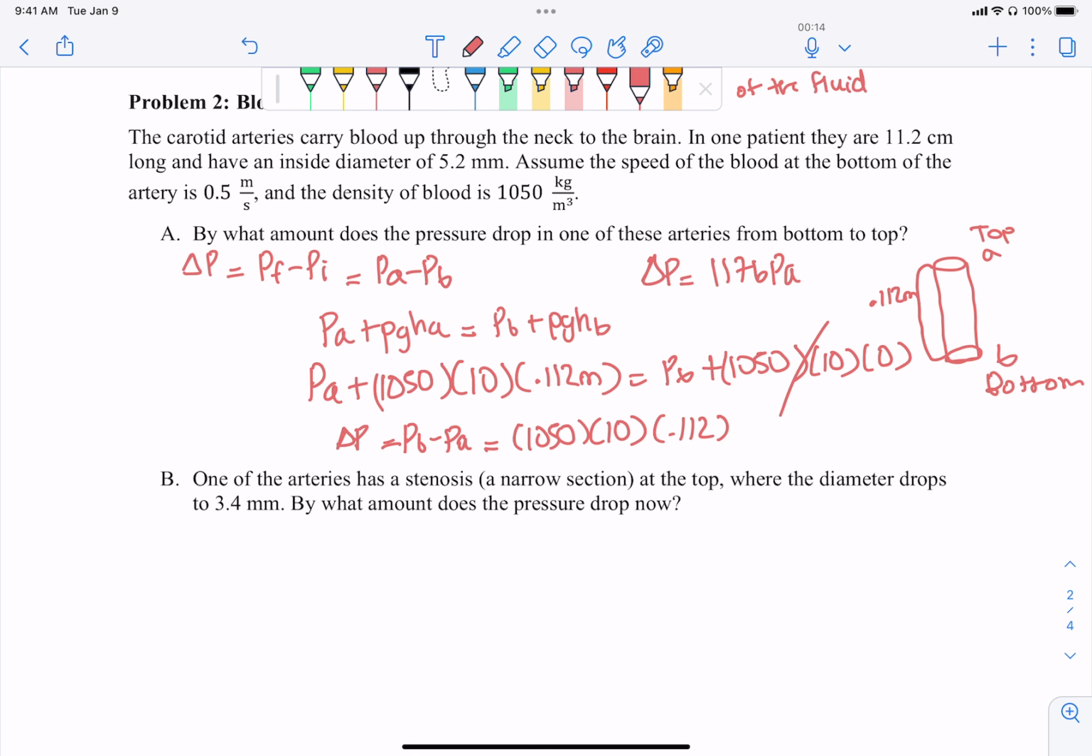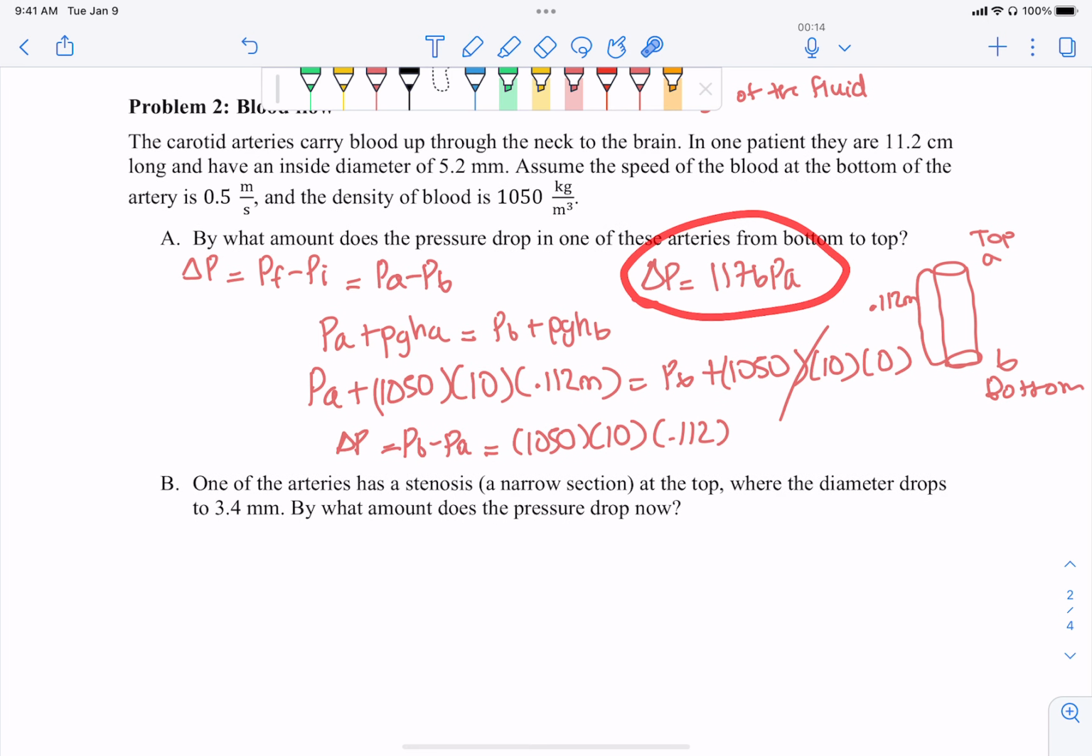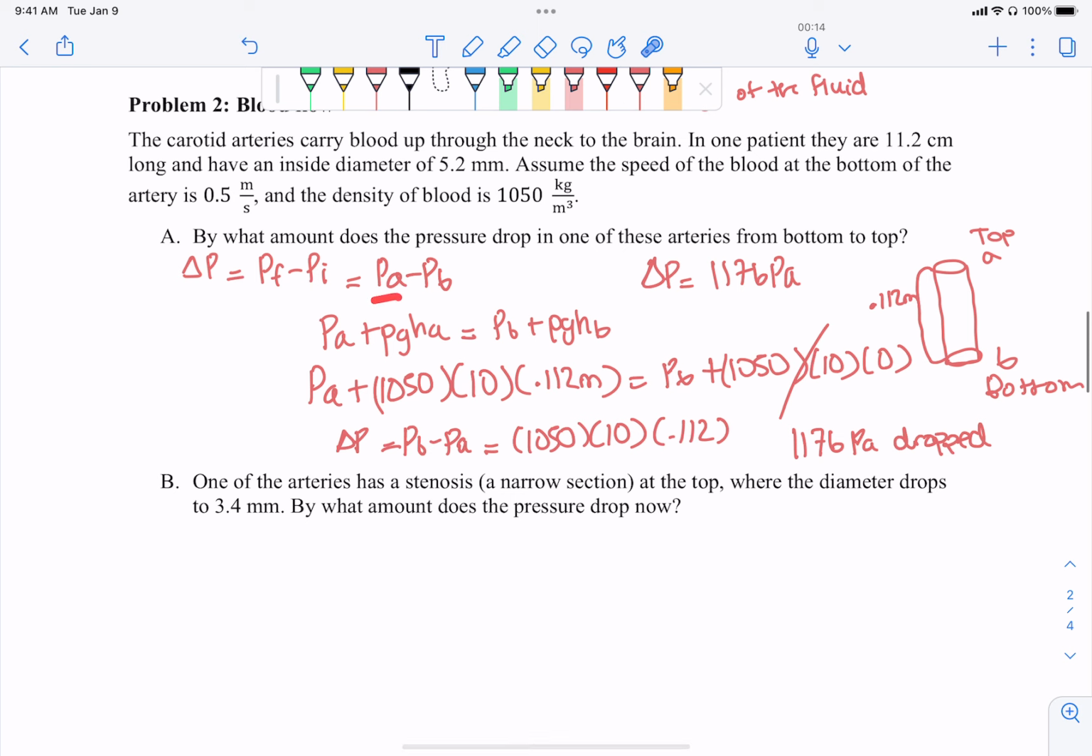But I just like having positive answers, and then I can indicate the direction or what's going on separately. So I can say 1,176 pascals dropped, or I can say there was a pressure drop of 1,176 pascals. But if you prefer saying PA minus PB and then you get a negative answer, that indicates already with the negative answer that pressure has dropped because the delta P is negative, right? Then you can say that as well. But yeah.